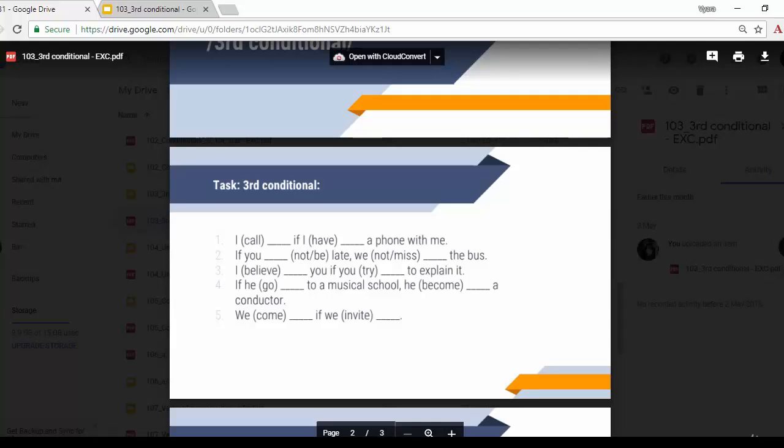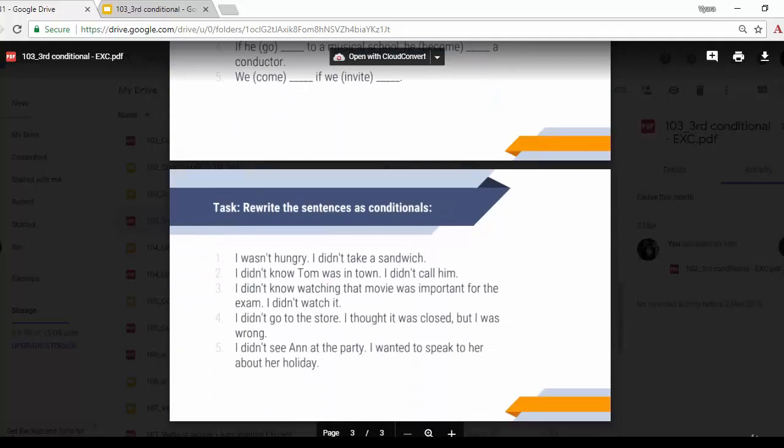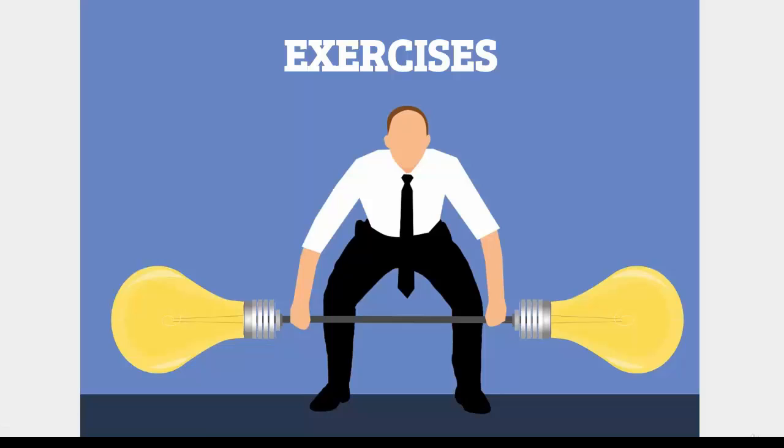The idea of the exercise is to practice the grammar structure. After that, you need to rewrite sentences as conditionals. Again here, the main focus is on third conditional. See you in the answer section. And time to check the exercises.